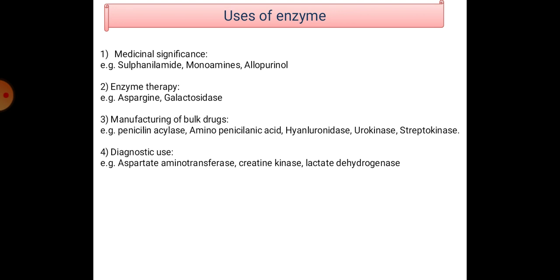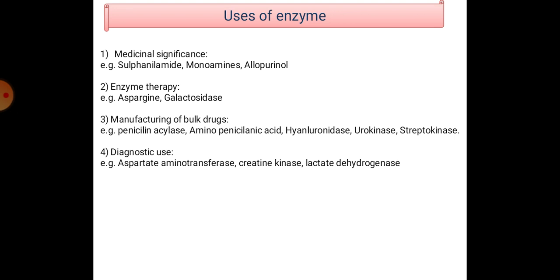First is medicinal significance. A study of the mode of action of enzymes explains the action of certain drugs, which are enzyme inhibitors. These types of drugs belong to the class of antimetabolites. Many drugs mediate their action by inhibiting certain enzymes. For example, sulfanilamide selectively kills pathogenic organisms by inhibiting the folic acid synthetase enzyme.